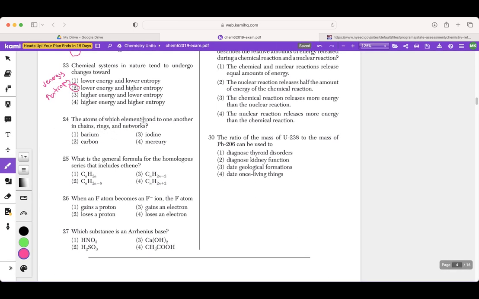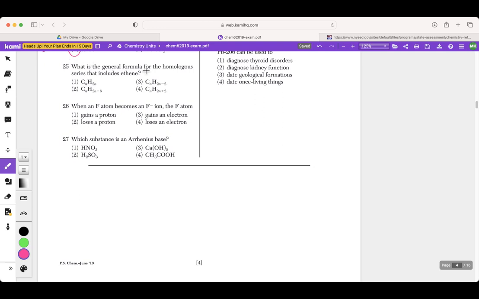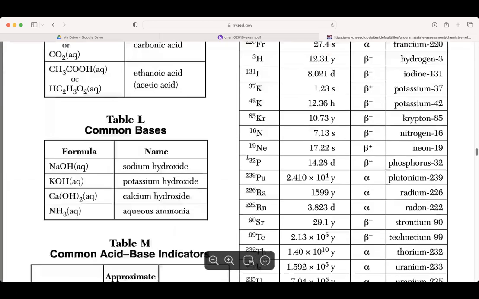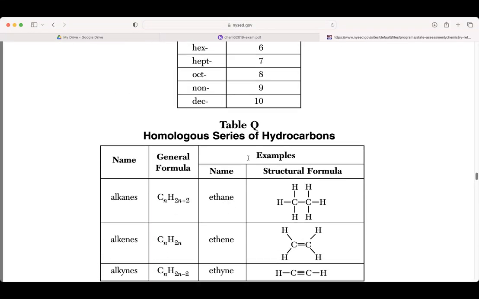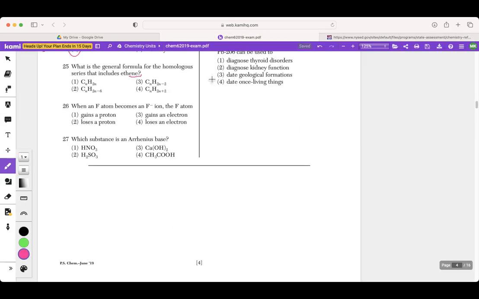24, the atoms of which element bond to one another in chains, rings, and networks? You see chains, rings, and networks? Remember this? Think carbon. Choice 2. 25. What is the general formula for homologous series that includes ethene, E-N-E? This is an easy question because we can find this on our reference tables. Ethene listed right here, and it tells you the formula is CnH2n. So this is a give me question if you know how to use your reference table. So make sure you know which table is what.